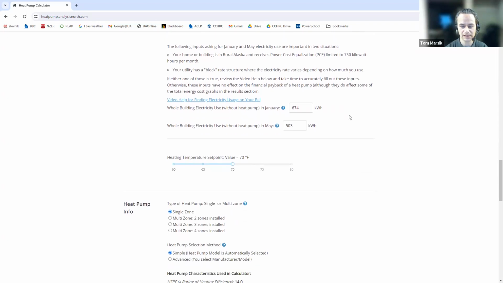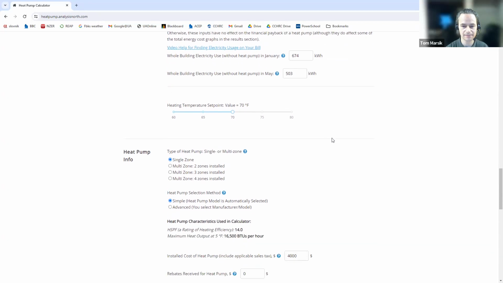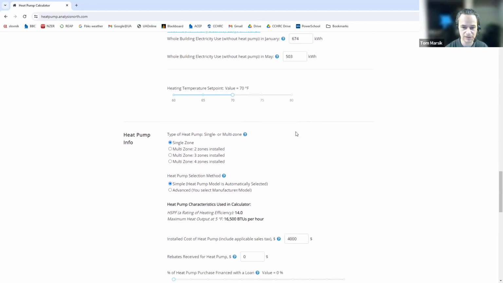So in some communities, there's either a subsidy like the power cost equalization, or there's a block rate schedule, and that's where it would matter how much electricity you use in winter, which is when the heat pump's going to run, versus summer, which is going to be representative of the building itself, but not the heat pump, because the heat pump is not running. The set point, let's assume 70 degrees Fahrenheit, your set point for the indoor temperature.